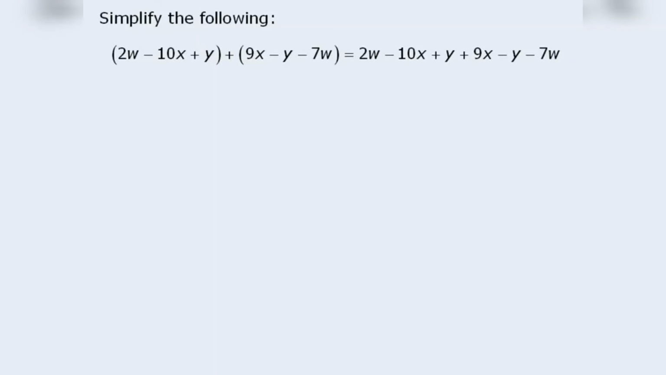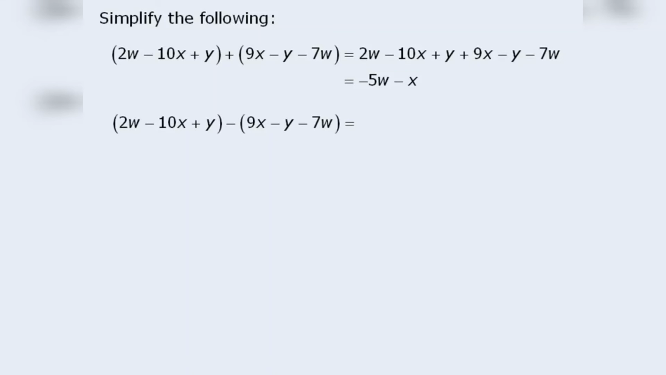To simplify, we can first combine 2w and negative 7w to get negative 5w. Next, negative 10x plus 9x simplifies to be negative 1x or minus x. And finally, positive 1y and negative 1y cancel out, leaving us with no y's. So the expression on the left simplifies to be negative 5w minus x.